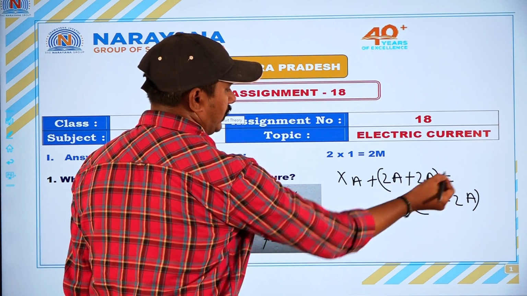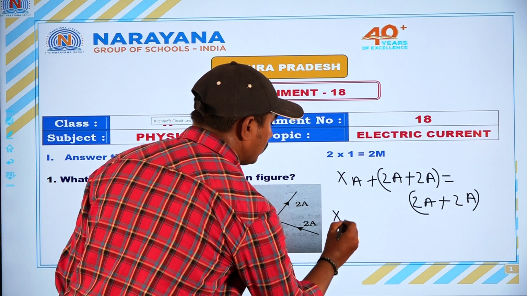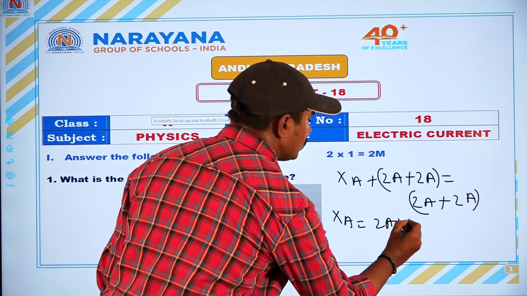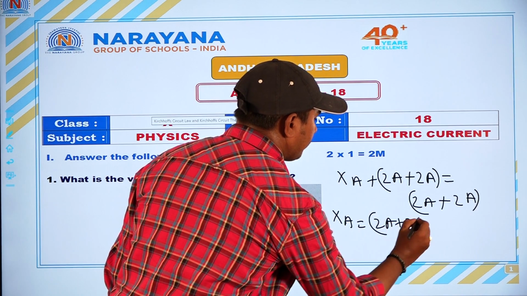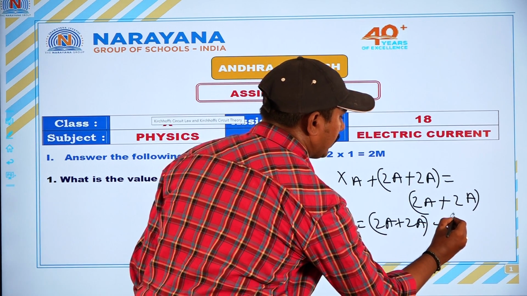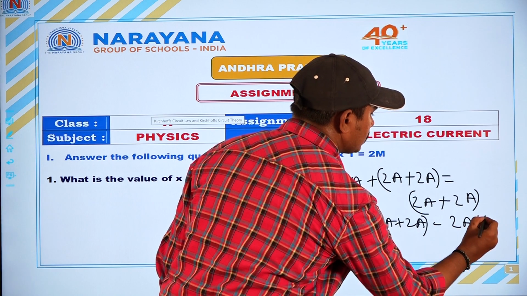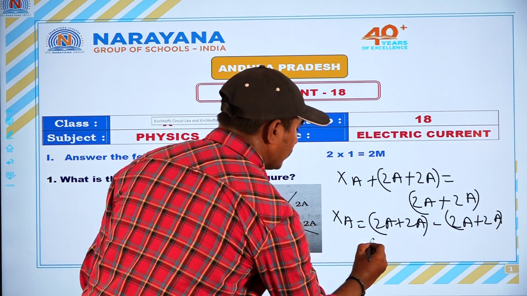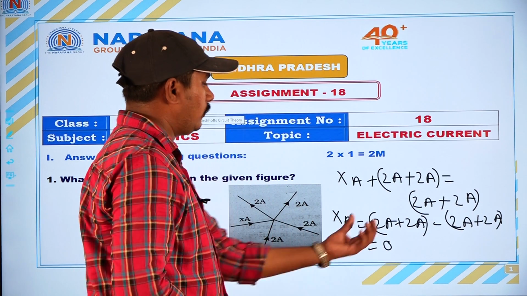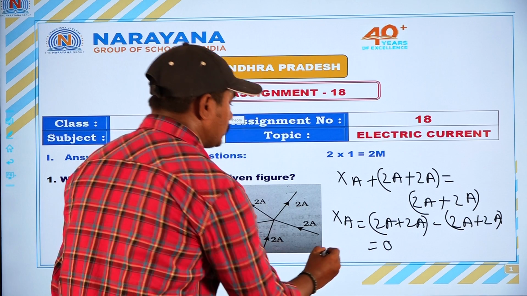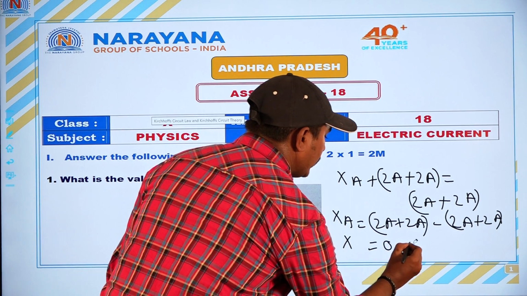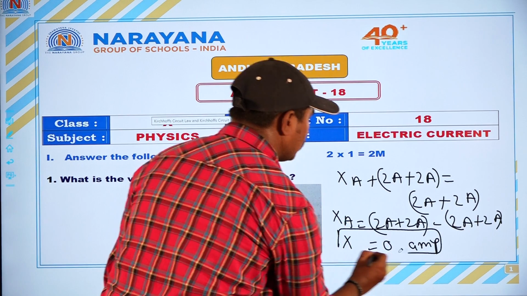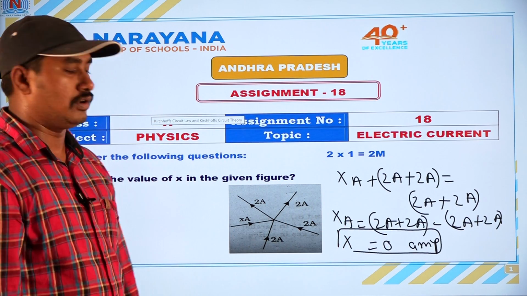So this 2A plus 2A we have to move to that side, and it becomes minus. X is equal to 2A plus 2A, moved to that side, it becomes minus 2A plus 2A. So the total value is coming 0, meaning 4 minus 4 is 0. That's why the x value here is 0 amperes. So this is the answer for question number 1.